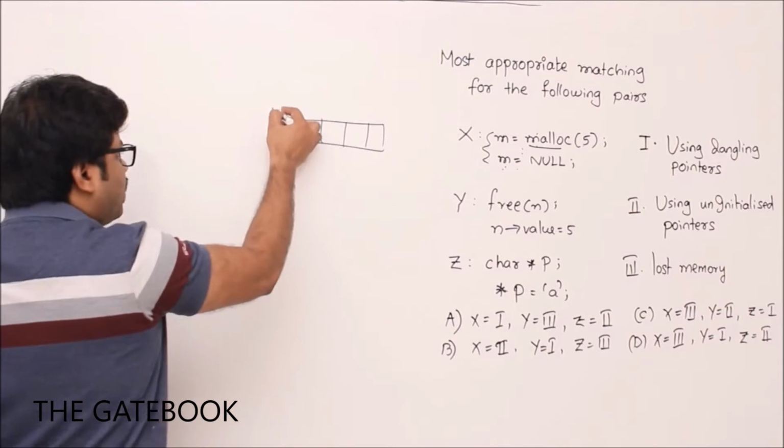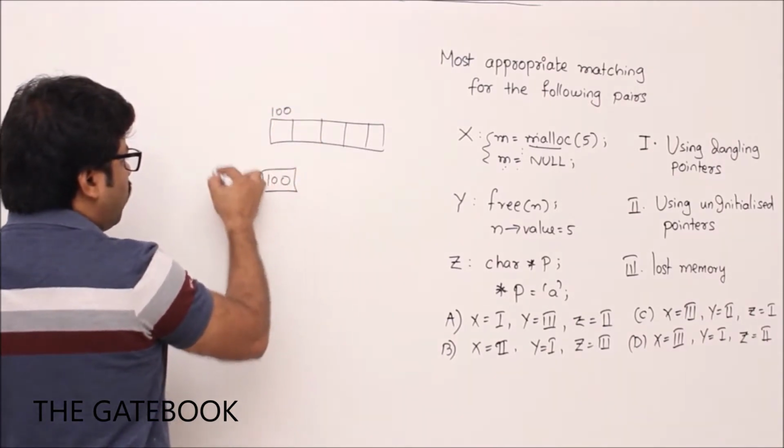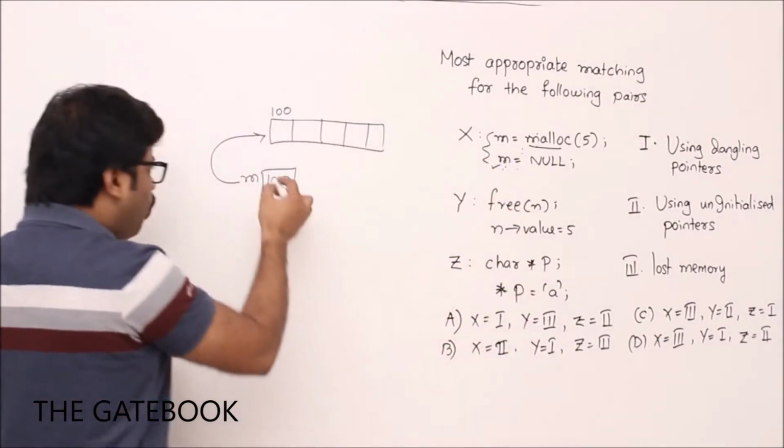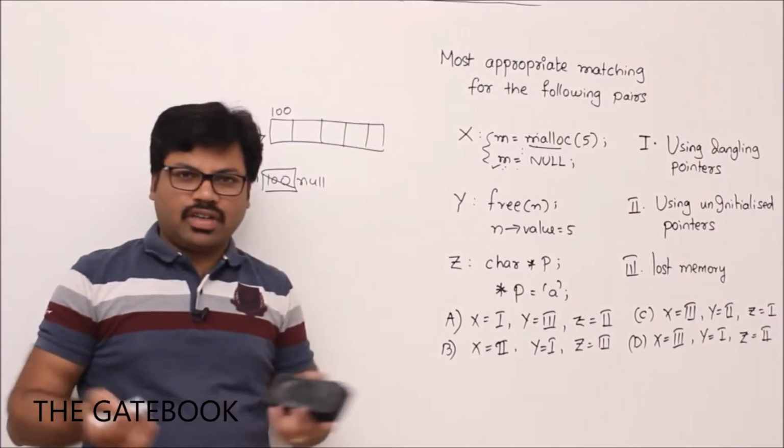Now the starting address, let's say 100. Then we are storing that 100 into m. That's why m is pointing like this. Now suddenly what you did in the second line, you made the m value null. That's perfect, not a problem.